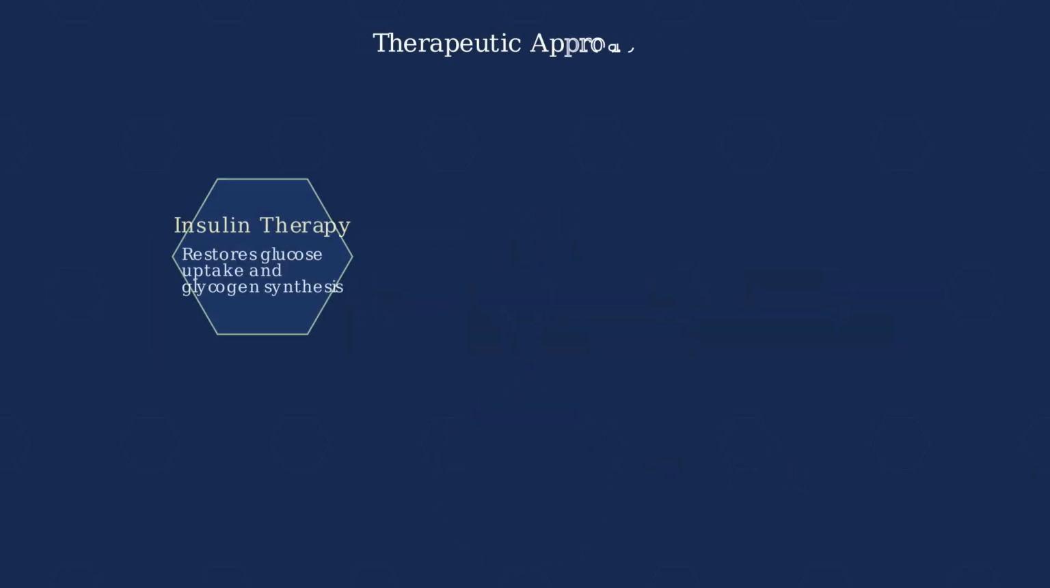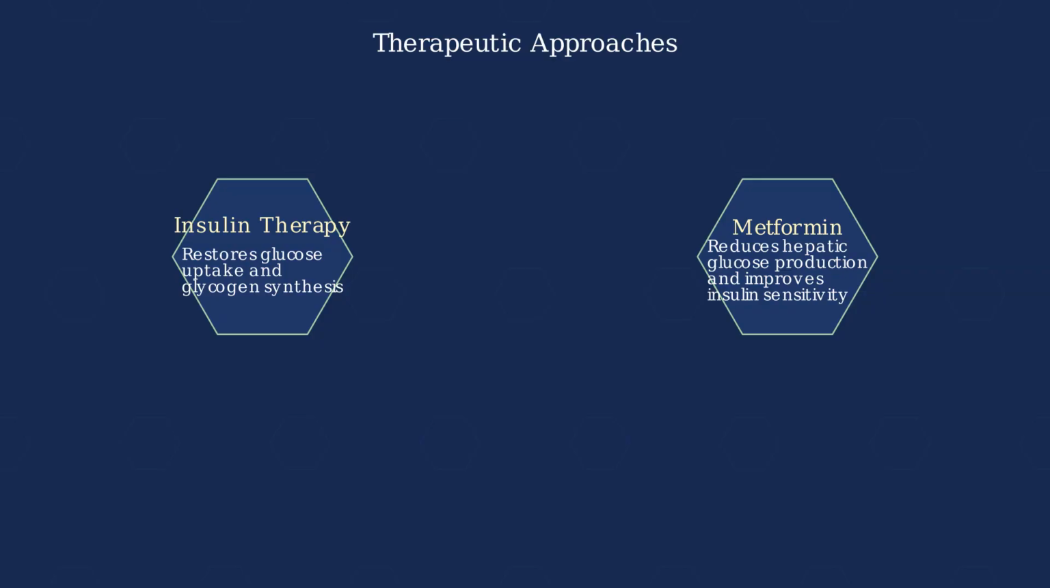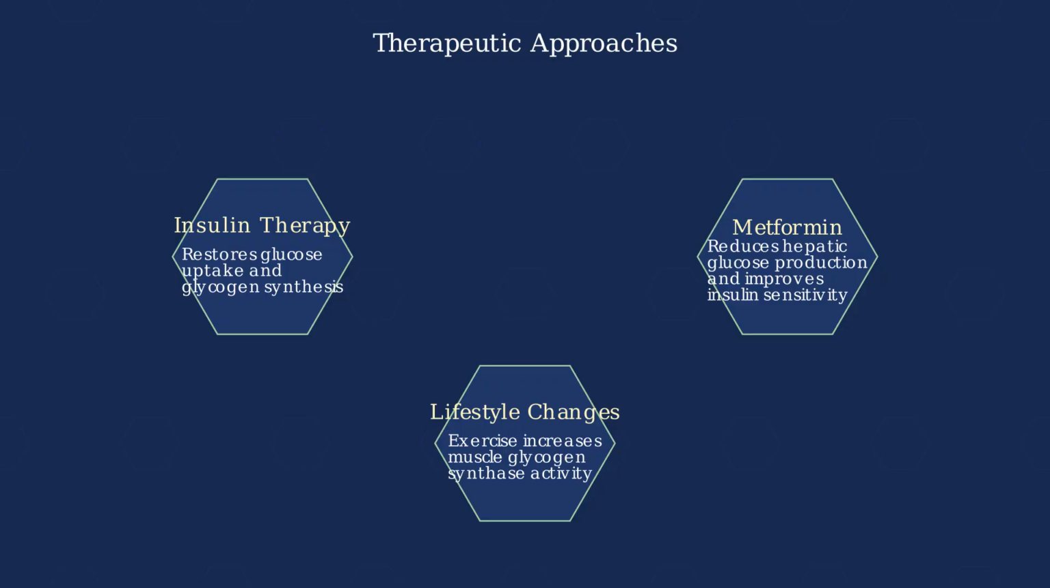Therapeutic approaches for diabetes often aim to restore normal glycogenesis. Insulin therapy directly replaces the missing hormone in type 1 diabetes. Medications like metformin improve insulin sensitivity and reduce hepatic glucose production, indirectly promoting glycogenesis in type 2 diabetes. Lifestyle interventions, particularly exercise, can directly increase muscle glycogen synthase activity, improving glycogen storage even in the presence of insulin resistance.